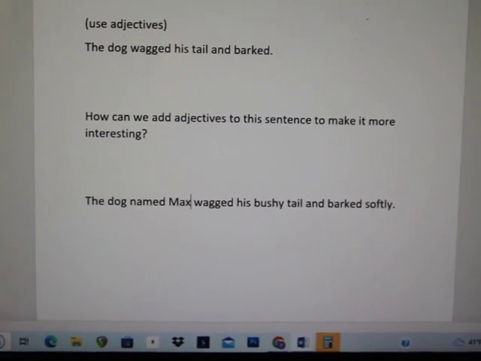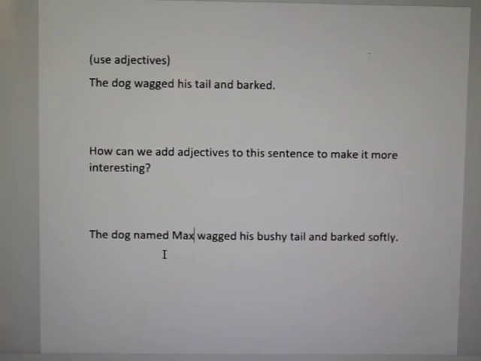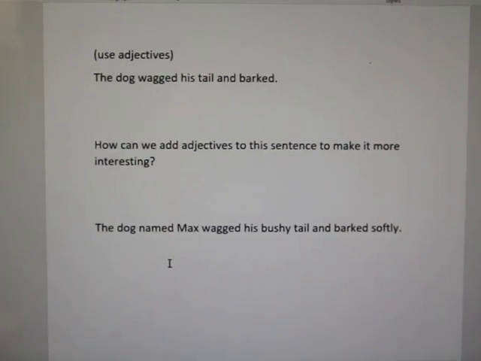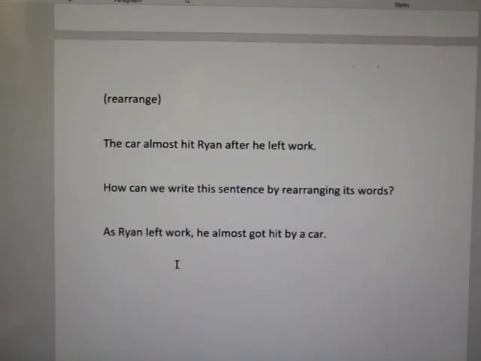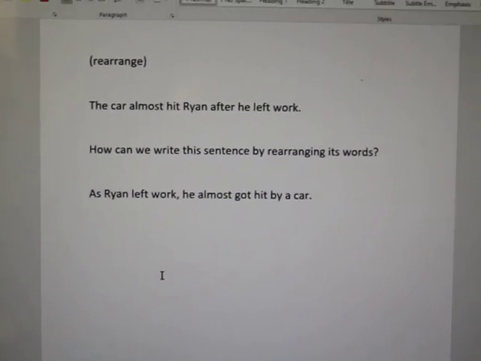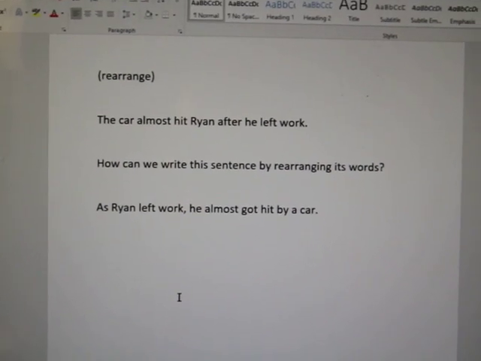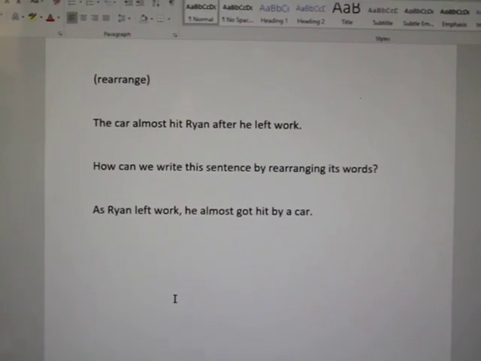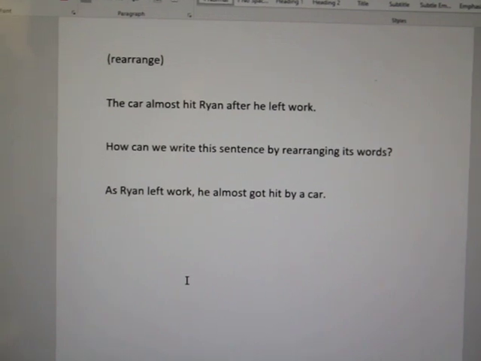So that's an example of what you guys are going to be doing on your worksheet, that you're going to be doing in a little bit. Let's go on to the next one. That was an example of using adjectives. This one is an example of rearranging. You can actually rearrange parts of a sentence to give it a different kind of tone or feel when it's being read, but it will basically mean the same thing. It'll just sound a little different.